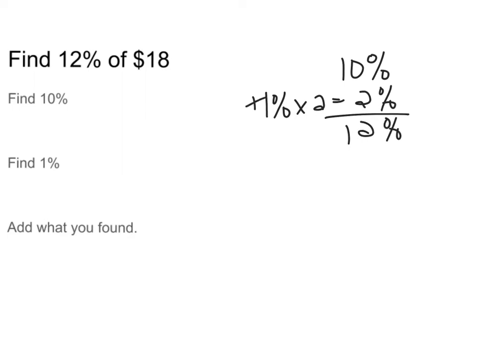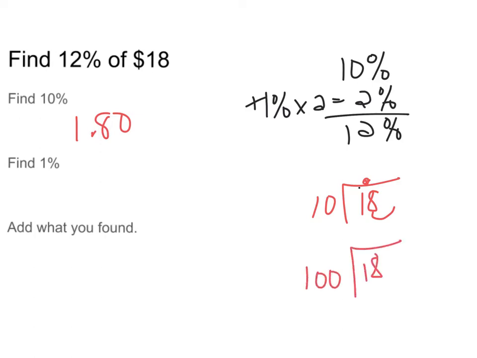So when I find 10% out of 18, remember, I have to do 18 divided by 10. Because it's 10, you're actually just moving the decimal one time to the left. So that's $1.80. And then to do 18 divided by 100, I'm moving the decimal two times to the left. So that's going to be 18 cents. But remember, I need to multiply that by 2. So I'm going to go ahead and add $1.80.